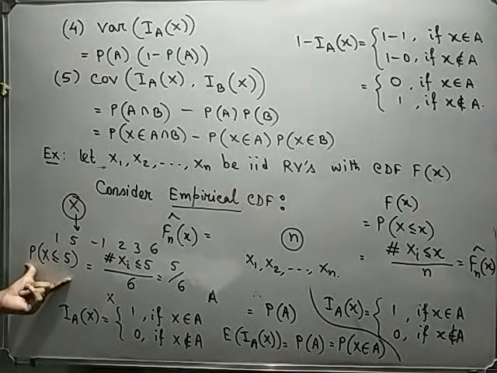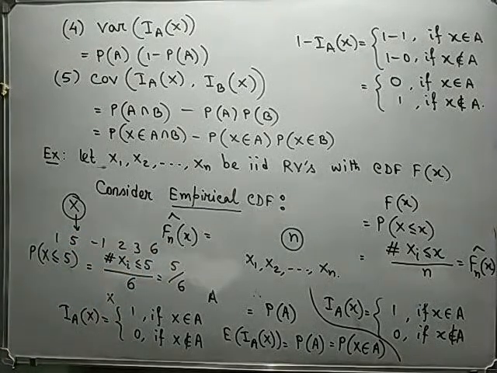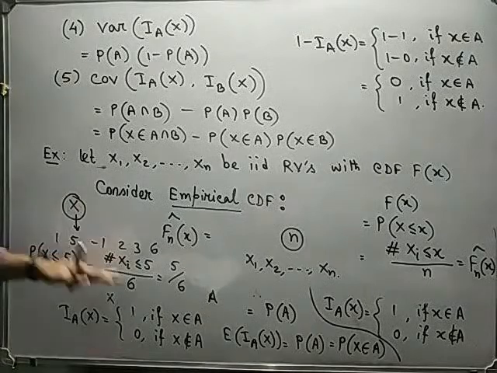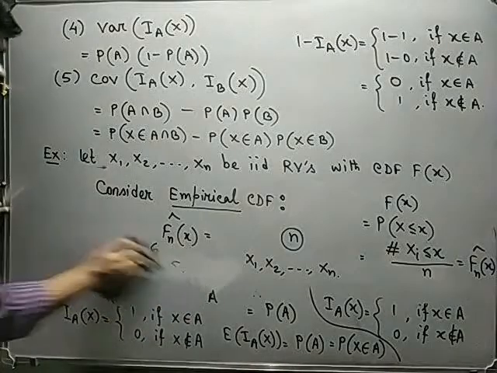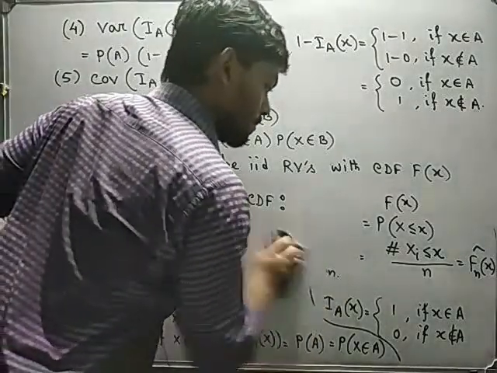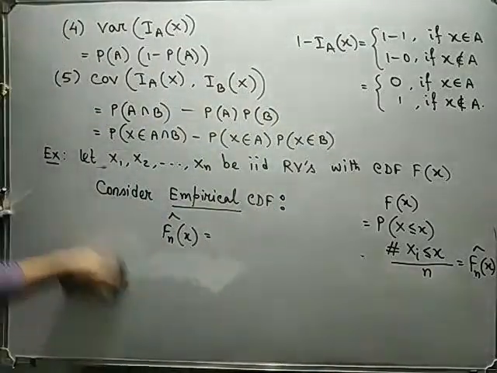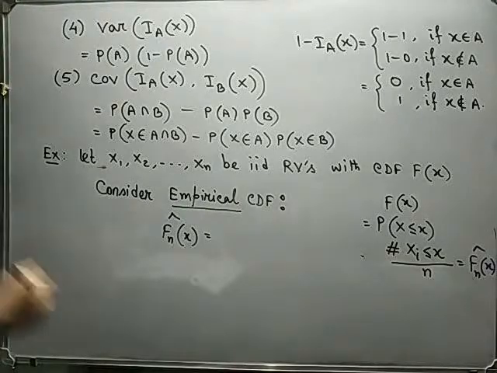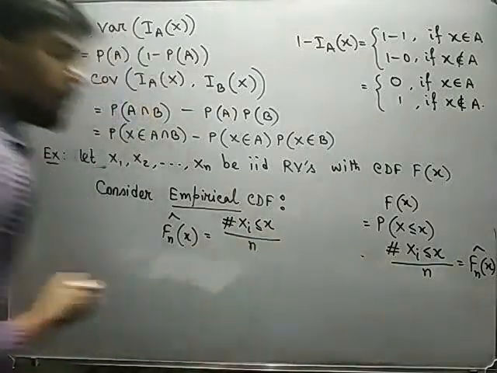In programming language we all know that we cannot do integration or differentiation in the same way as in the mathematical sense. So we can get the probability in this way. And this is called the empirical CDF, that means a CDF which is based on the sample only. So the empirical CDF is defined as the number of capital Xi less than or equal to small x, divided by n.